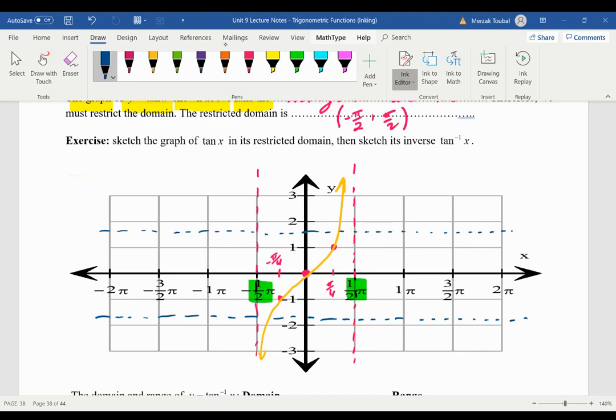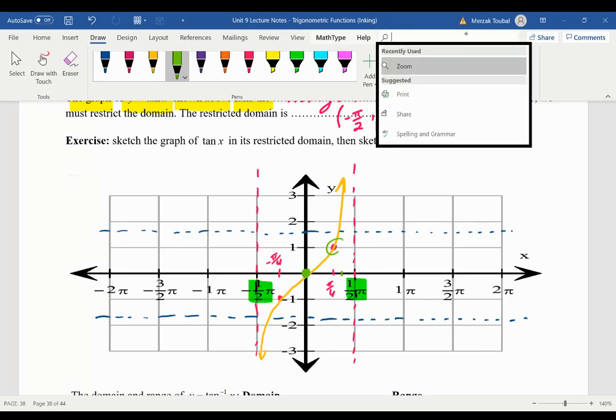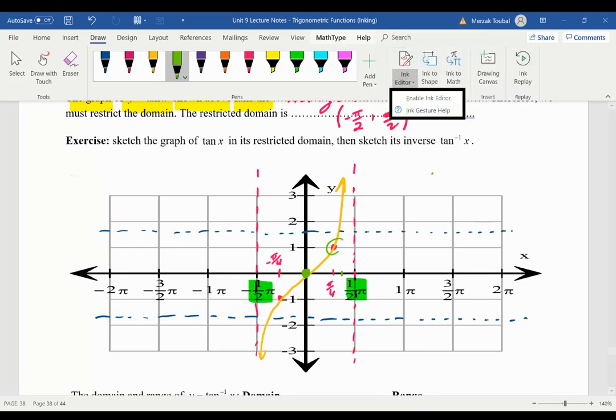Now let's focus on the points. We said the point 0, 0, when you switch the 0 and 0, it stays at 0, 0. So that's the same point. This point here is pi over 4 comma 1. It becomes 1 comma pi over 4. So 1 is somewhere here, comma pi over 4, which is definitely a value. Pi over 4 is 3.14 over 4, so the value is smaller than 1.